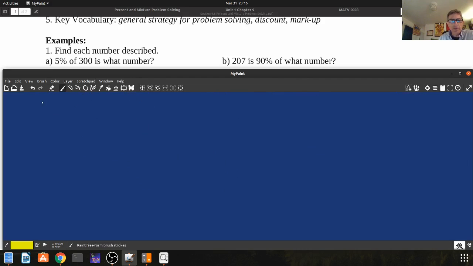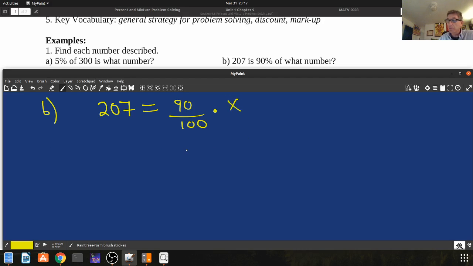So let's do number B. We're going to use the direct method. 207 translates into equals 90%, and I like writing that as 90 over 100, especially since I'm not allowed to use a calculator, I can deal with fractions easier. Of what number? That's times x.